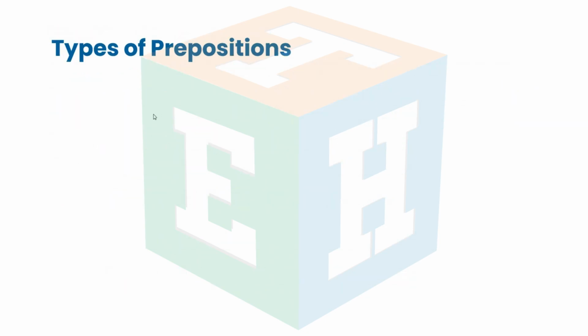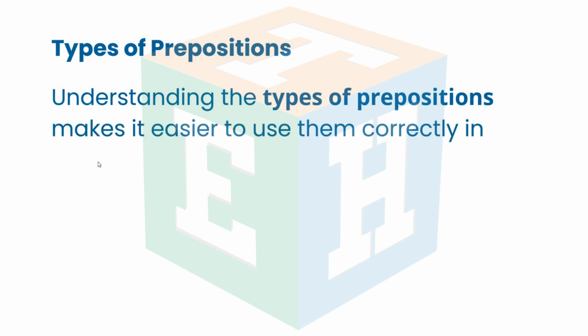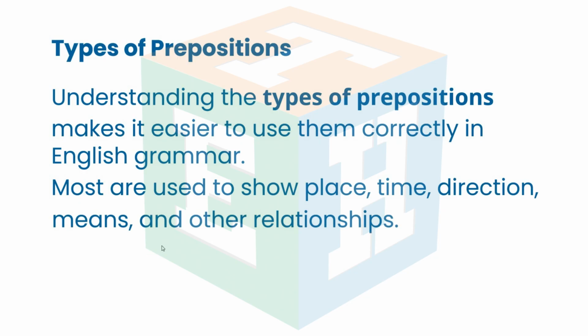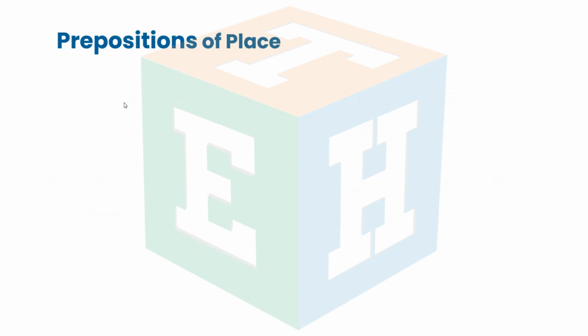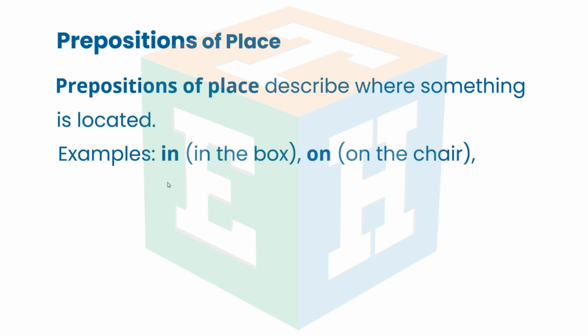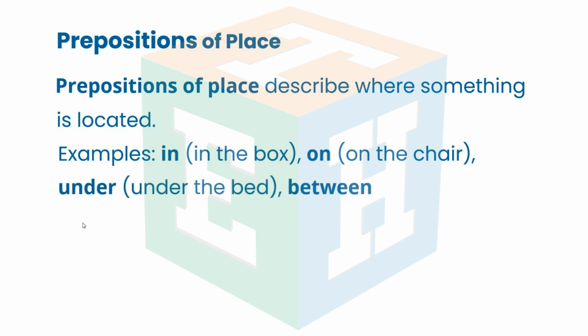Types of preposition. Understanding the types of prepositions makes it easier to use them correctly in English grammar. Most are used to show place, time, direction, means, and other relationships. Prepositions of place. Prepositions of place describe where something is located. Examples: in the box, on the chair, under the bed, between the houses.